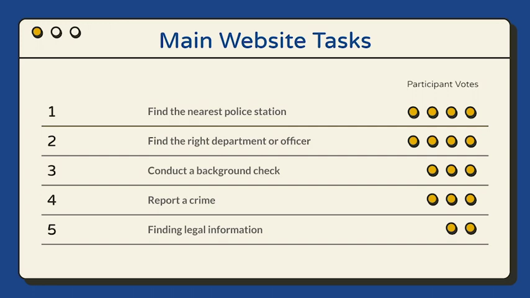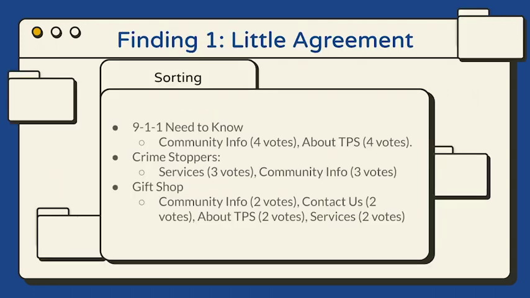To conduct a background check, and 4. To report a crime. These main tasks will be integrated into the IA redesign so that they are clear and easily accessible.